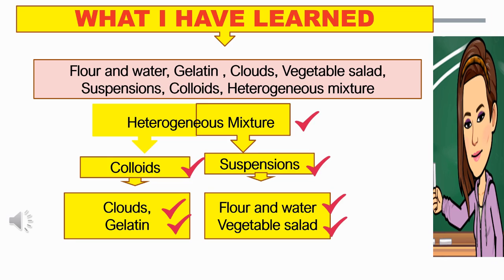Checking time. Let us check your graphic organizer. So, heterogeneous mixture has two types, which are colloids and suspensions. Examples of colloids are clouds, gelatin. Examples of suspensions are flour and water, vegetable salad. Correct. Very good, class. Excellent.